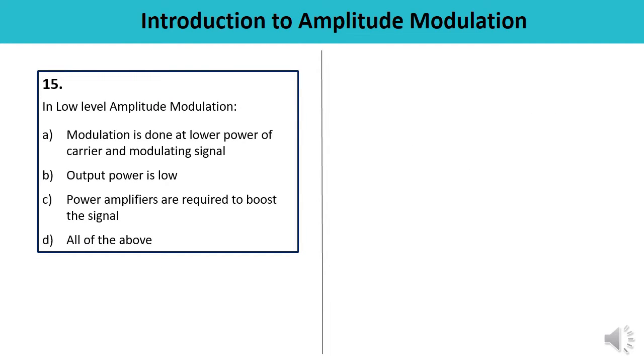Next, in low level amplitude modulation, first part, modulation is done at lower power of the carrier and modulating signal. Output power is low. Power amplifiers are required to boost the signals, and all of the above. If you read all the options, you will get to know that in low level amplitude modulation, output power is low, power amplifiers are required, and modulation is done at lower power of the carrier and modulating signal. It means the correct answer is D, all of the above.